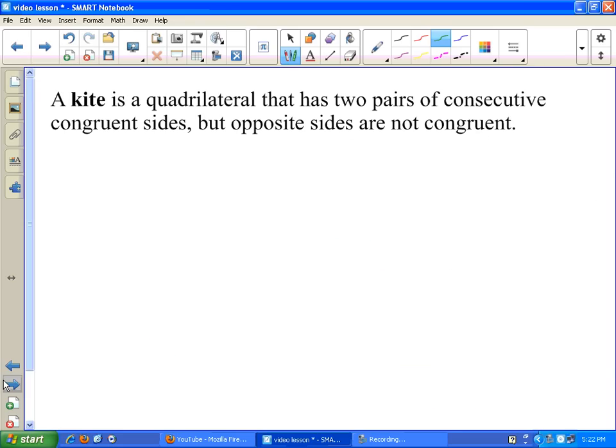Alright, so what we're going to take a look at now is kites. A kite is a quadrilateral that has two pairs of consecutive congruent sides, but opposite sides are not congruent. Sounds kind of strange, but if you want to write this down, go ahead. What that would look like is something like this. This side and this side are the same. That side and that side are the same.